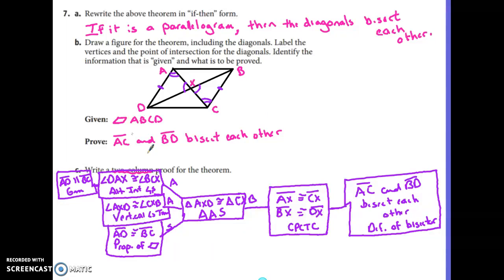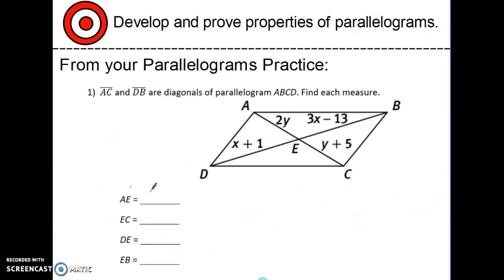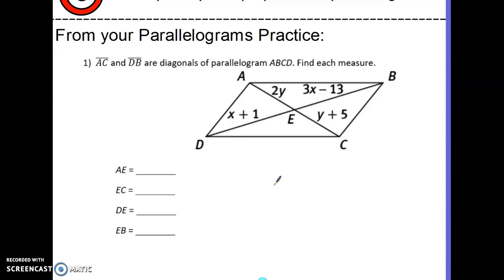Okay? All right, so here's the next thing I need you to locate, okay? So that's done with your packet. You can put your packet away. From your parallelograms practice, so this is what you took home last night, okay? You did all the problems except for 1, 5, and 10. So let me work 1, 5, and 10 with you, and then you can turn that in, and then the sub has some additional practice for you, okay?